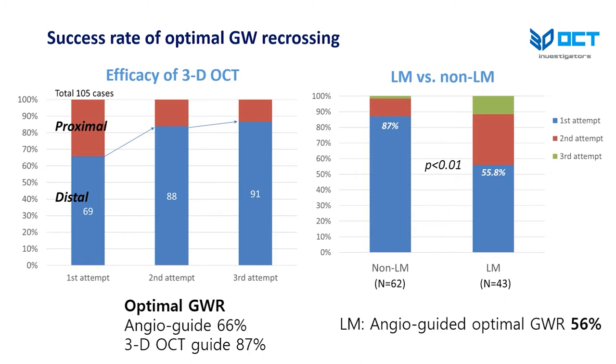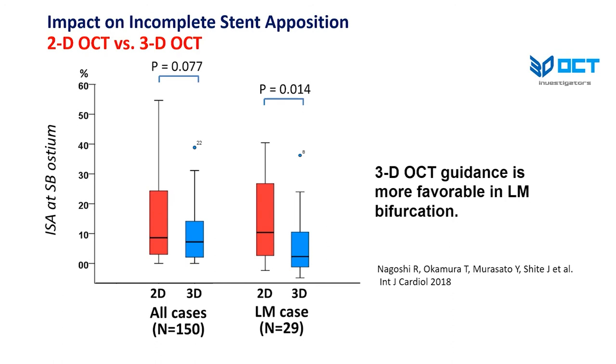In the first attempt, that means angio guidance, it was only 66%. Accumulating the attempts elevated the success rate to 87%. In the comparison between left main and non-left main bifurcation, the success rate in angio guidance is only 56%. It is very low. In the comparison between 2D and 3D OCT guidance on the impact on incomplete stent apposition, in the left main bifurcation, 3D OCT guidance is more favorable than 2D OCT.